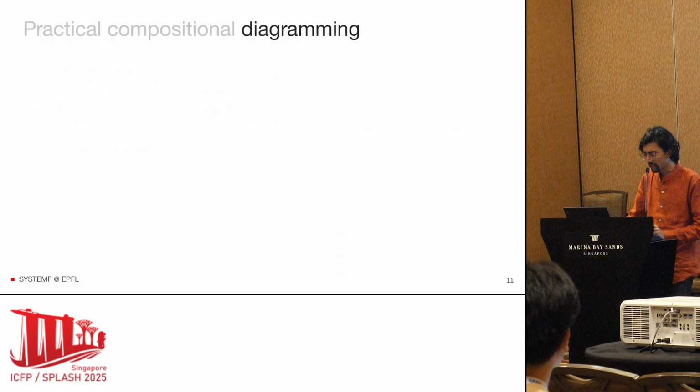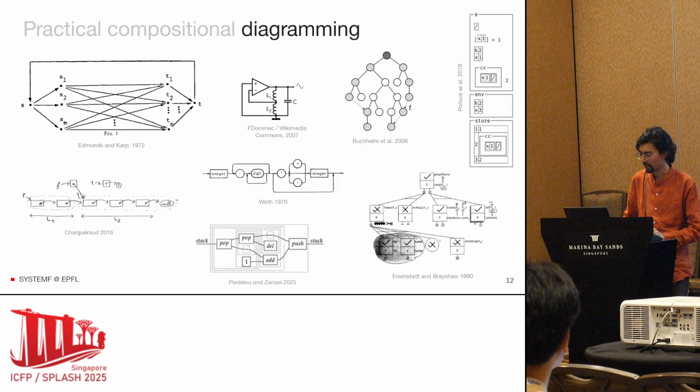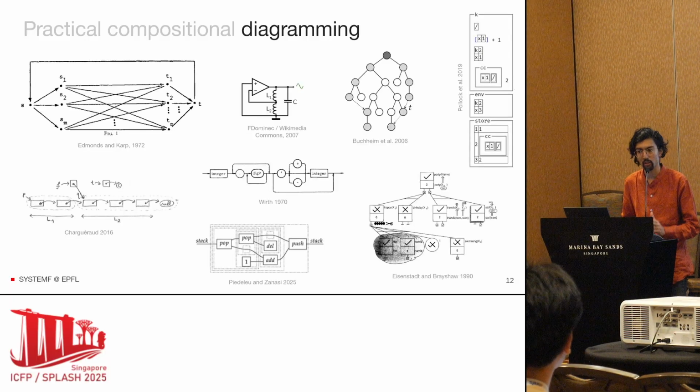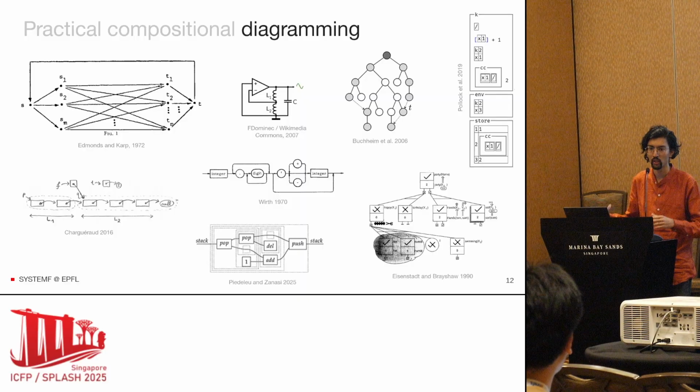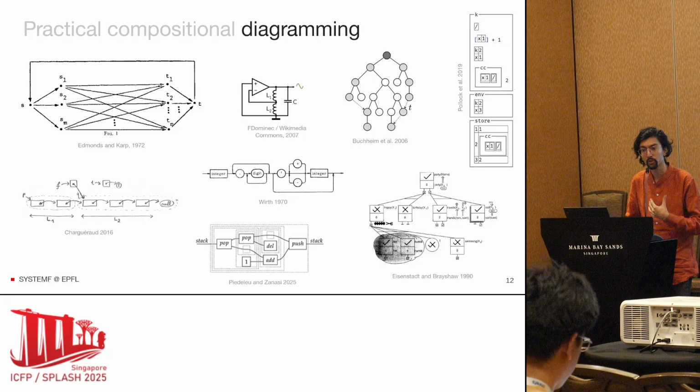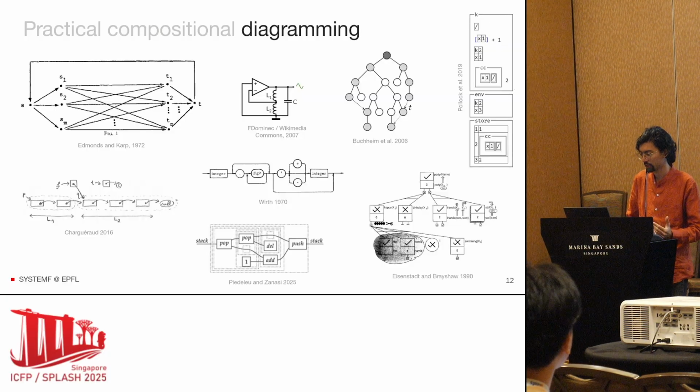So what is diagramming? As I mentioned, a diagram is a schematic representation of a structured object, and schematic means it uses basic shapes and visual principles like grouping or color. And diagramming is the act of producing such a visualization from such an object.